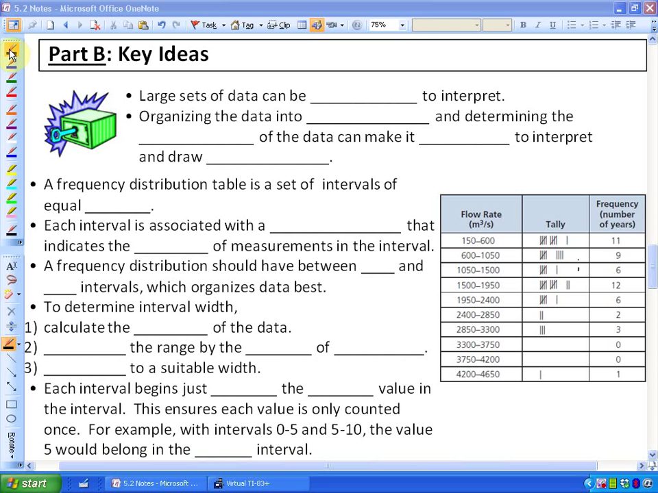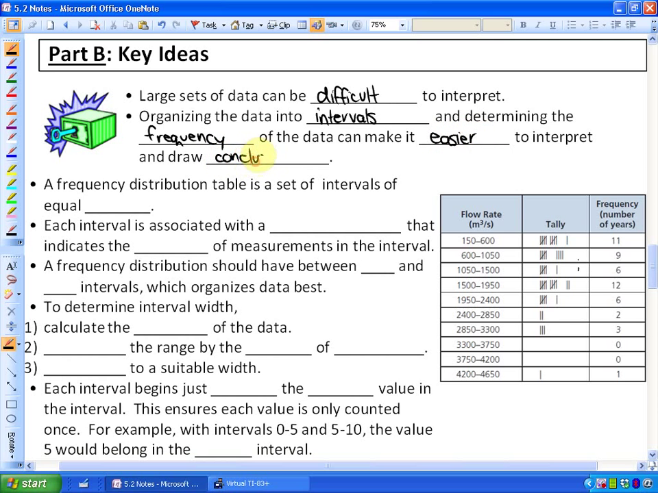The first key idea here is just the fact that large sets of data can be, and generally are, difficult to interpret unless they're organized. So organizing data into intervals and determining the frequency of the data, so once you have intervals, determining how often or how many values go into those intervals, can make it easier to interpret and draw conclusions. So organizing data is very useful, in other words.